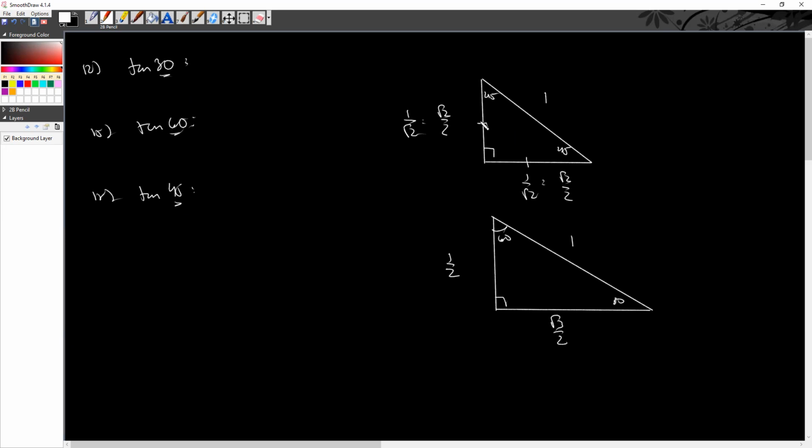Okay. So from here, Jansen, if they want me to take tangent at 30 degrees, which triangle are they asking me to reference? The bottom one. So that's going to be opposite over adjacent, right? So that's going to be 1/2 divided by rad 3 over 2.